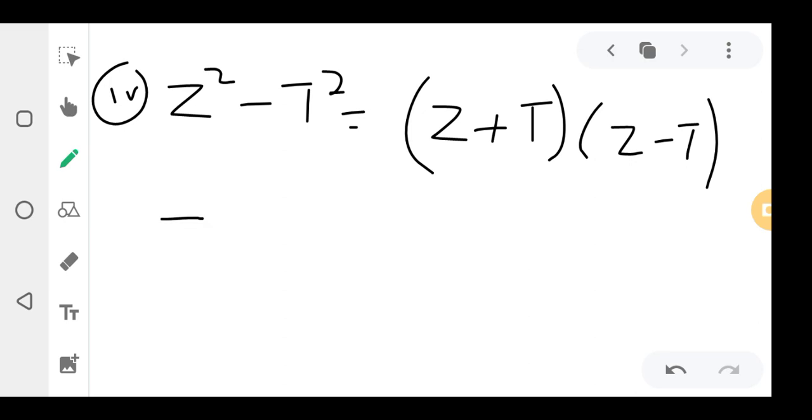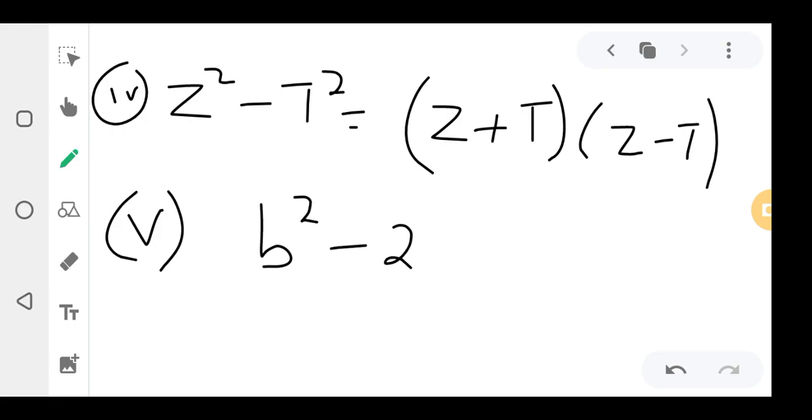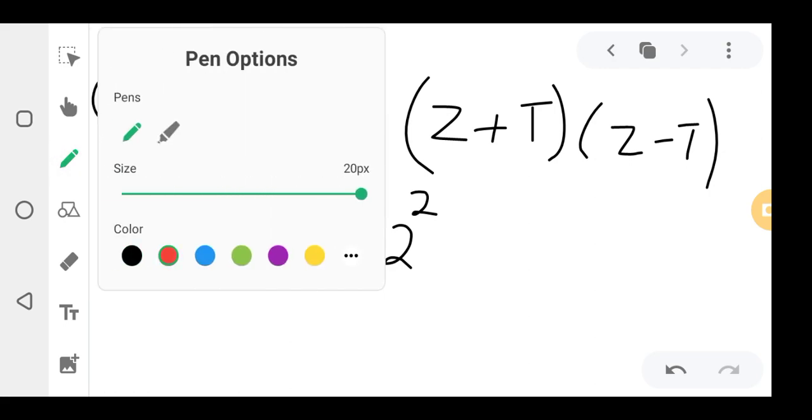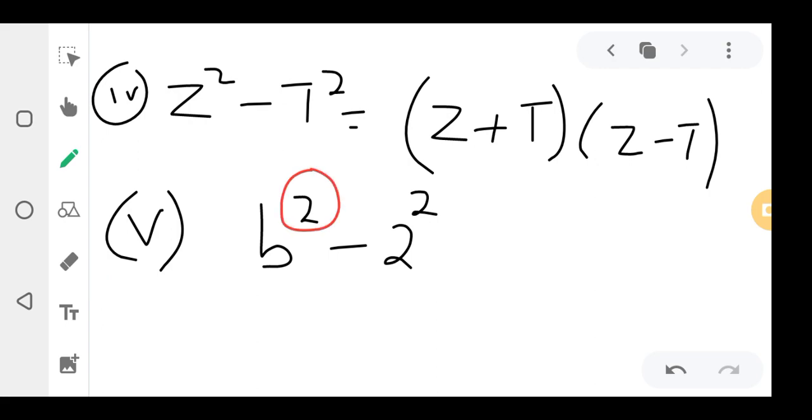Maybe they say z squared minus b squared. Okay, let me not use z squared. Let me use another letter. Let's say this is question 5 now. We say b squared minus 2 squared. Have you seen the difference of two squares? The square of b and the square of 2. There are 2 squares, so it means that system can work.